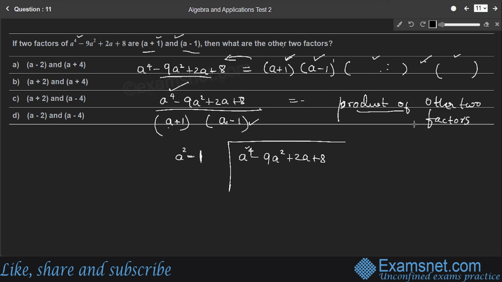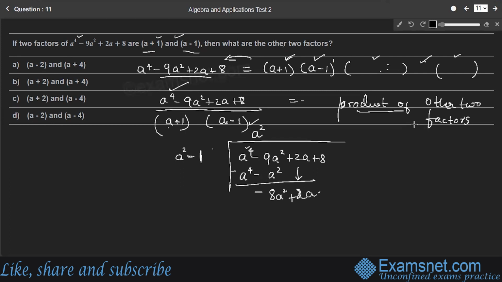So a raised to 4 divided by a square gives a square. So take the product of a square and a square minus 1. So a raised to 4 minus a square, right? So after subtracting, you will get minus 8a square. Now borrow 2a, right? Plus 2a.